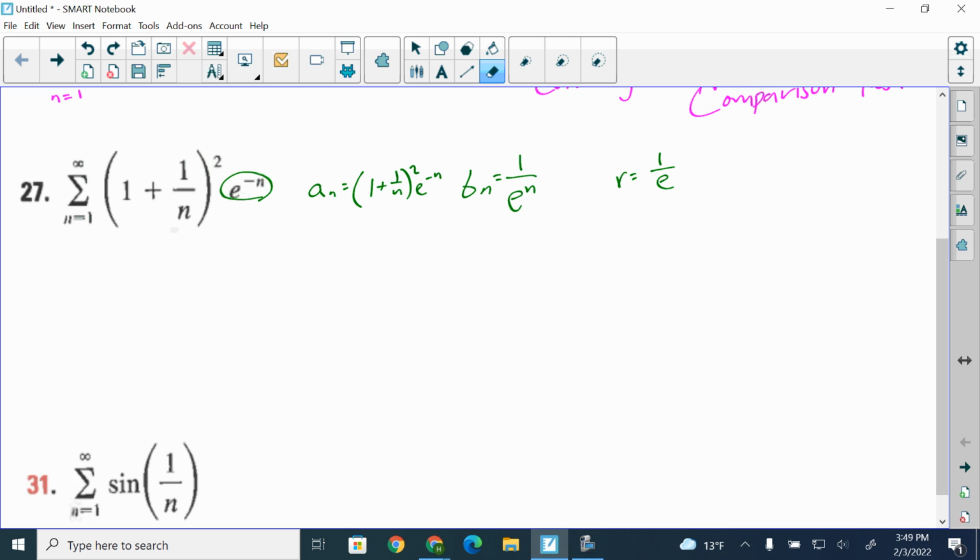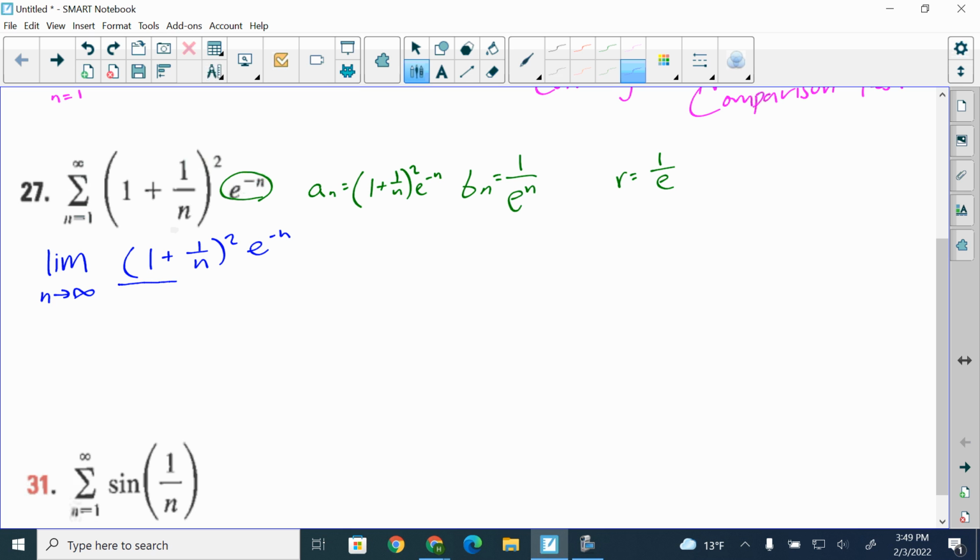So I am going to then try the limit comparison test, just like I did above. So I'm going to take the limit as we go to infinity. My a sub n goes on top, and my b sub n goes on bottom, which is just this. You could write it either way. And I can see these are going to cancel each other out. So now I'm just taking the limit as I go to infinity of 1 plus 1 over n squared.